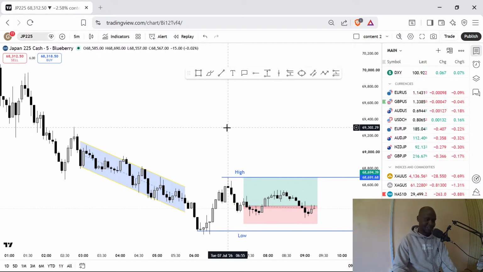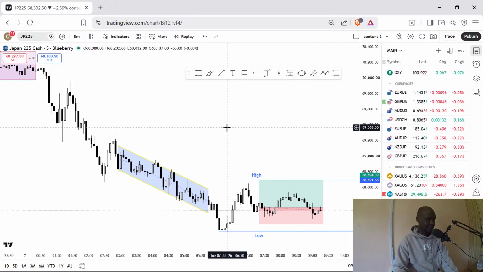Buyers are not taking control of the market, man. Still waiting for price to push higher.